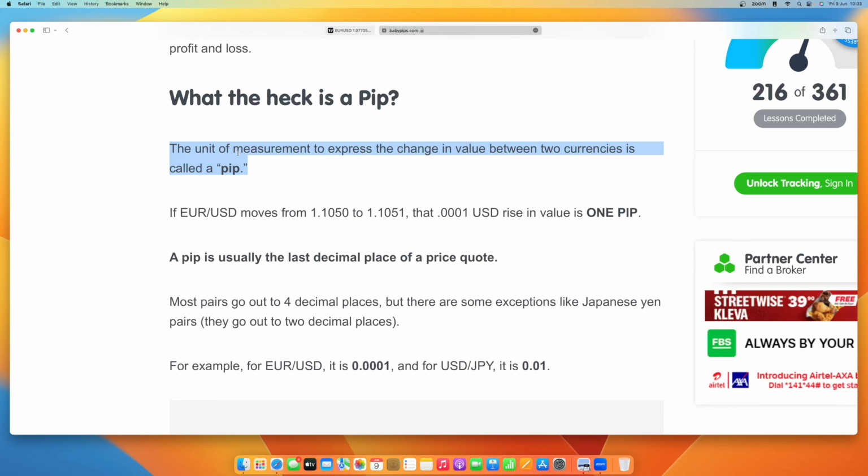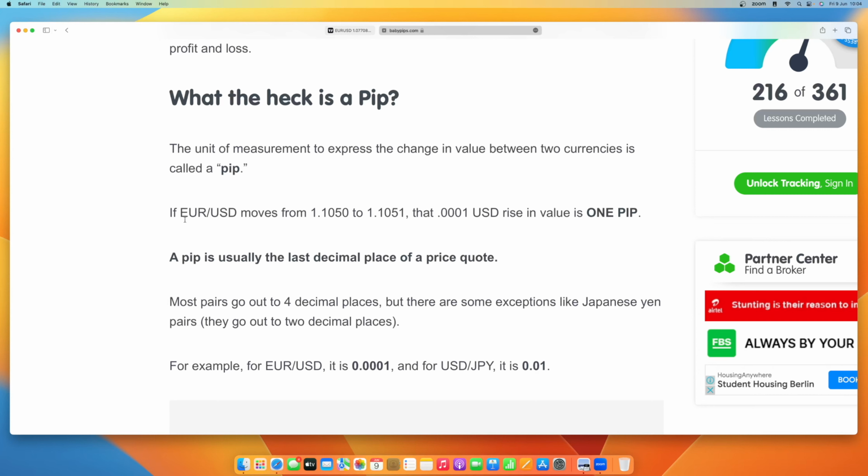Now, look at the example that was given here. If Euro USD moves from 1.1050 to 1.1051, you can see the numbers change there from 0 to 1. That 0.0001 USD rise in value is 1 pip. So if EUR/USD moved from 1.1050 to 1.1051, Euro USD has moved by 1 pip.